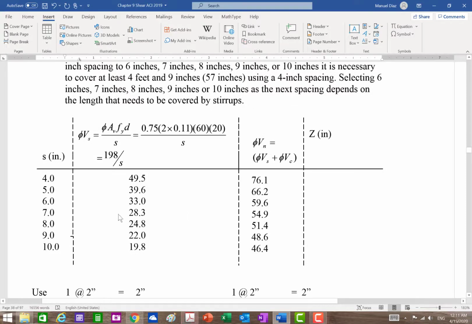So you go here, this is the table. See, I create my table: 4, 5, 6, 7, 8, 9, 10. Put all of these values this time. For each of the values, I find my V sub s as a function of s first. I find the formula, and then I replace the s. So this gives me the strength from the reinforcement. I add to this one the strength from the concrete, and I get my values. Notice that the lowest value we have is 46.4.